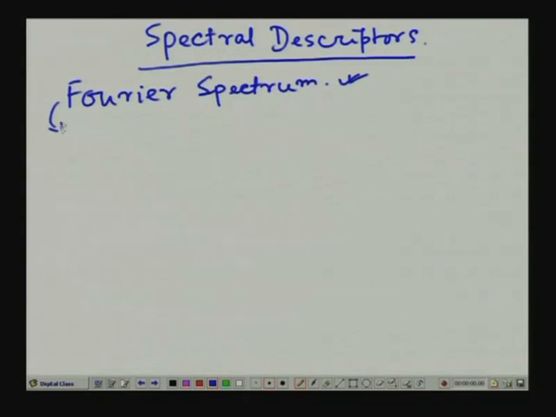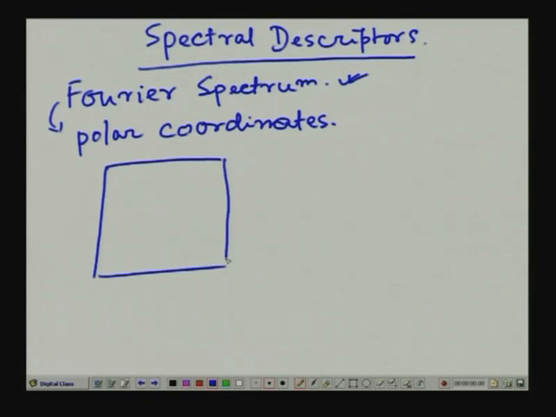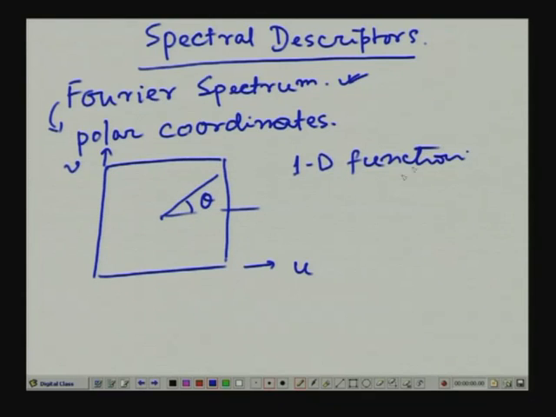Now, for convenience of computation, this Fourier spectrum is converted into polar coordinates. The Fourier spectrum is originally in Cartesian coordinates, with directions u and v, and I would like to convert it into polar coordinates. In polar coordinates, for a particular direction theta, each value of theta will give me a one dimensional function which I call s theta r, because r is the radial distance.